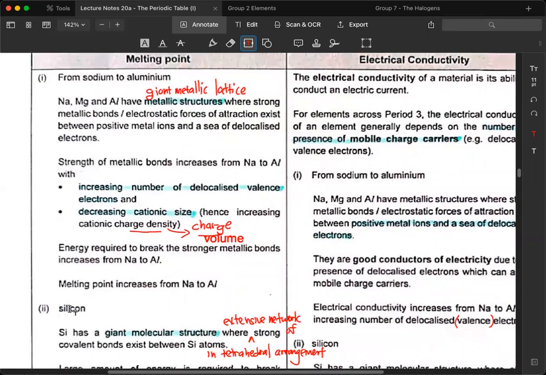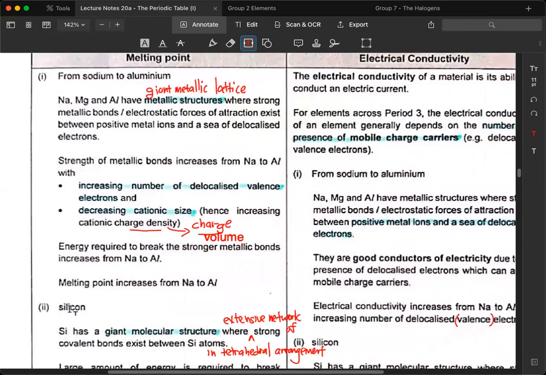The energy required to break the strong metallic bond will increase from sodium to aluminum because the strength of the metallic bond increases. More electrons, stronger the bond. Decreased size, stronger the bond. Because the electrons are closer to the nucleus, we strengthen the metallic bond.